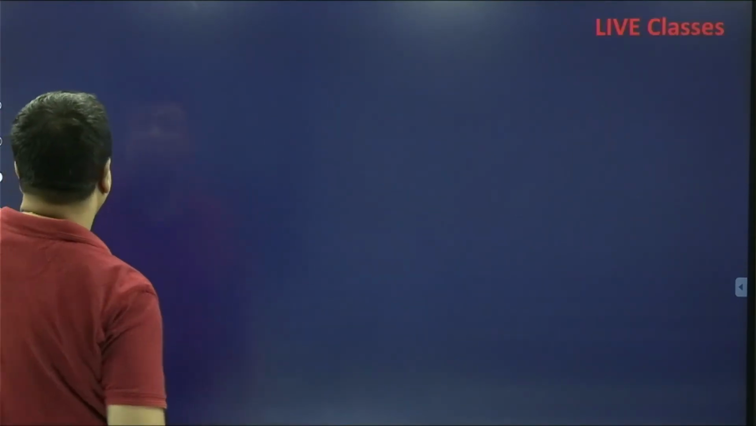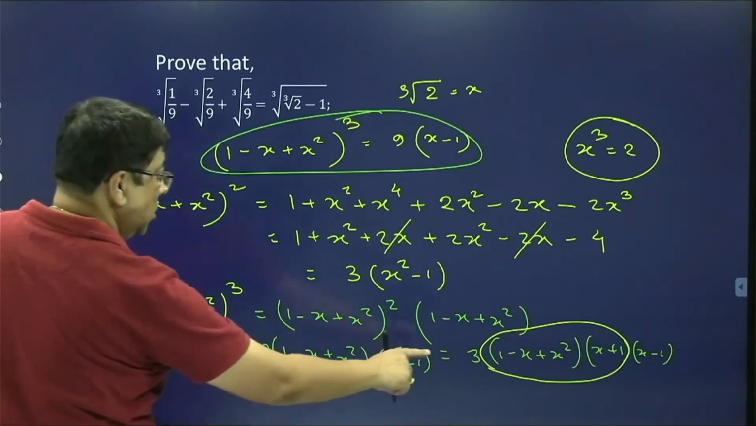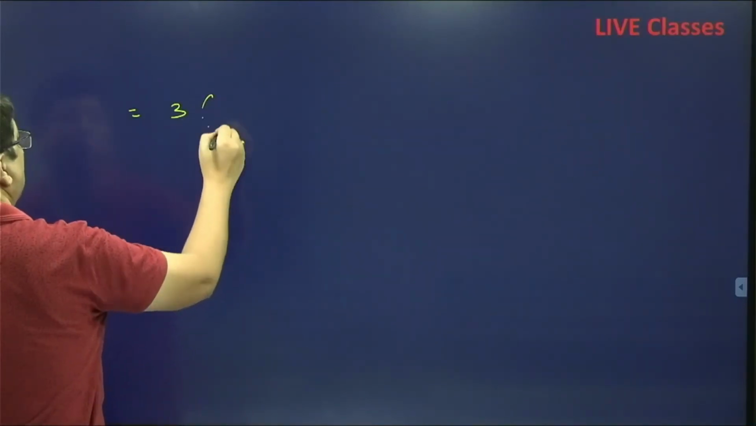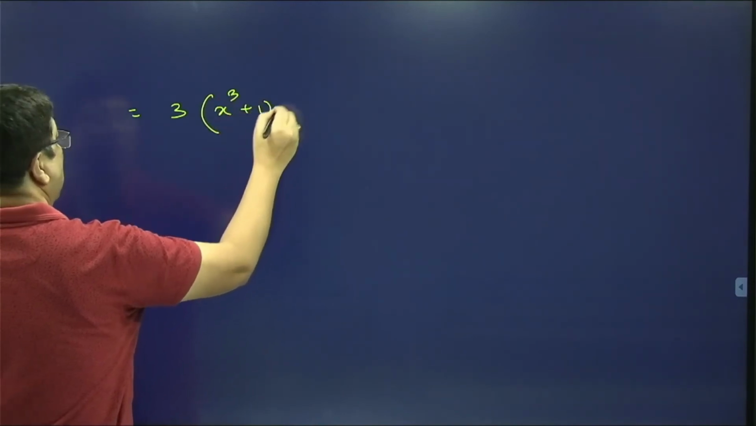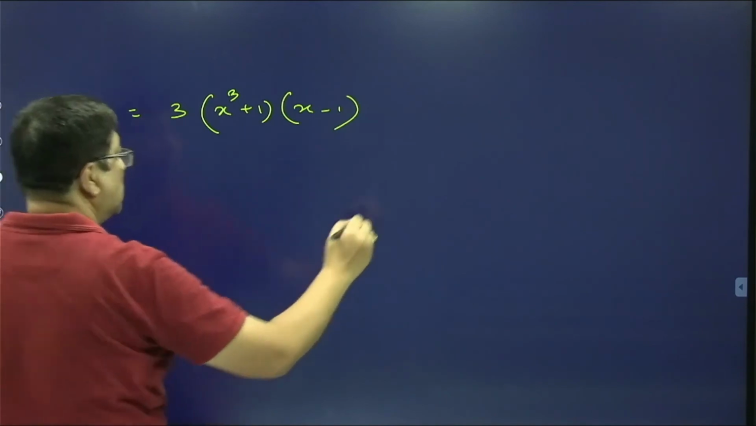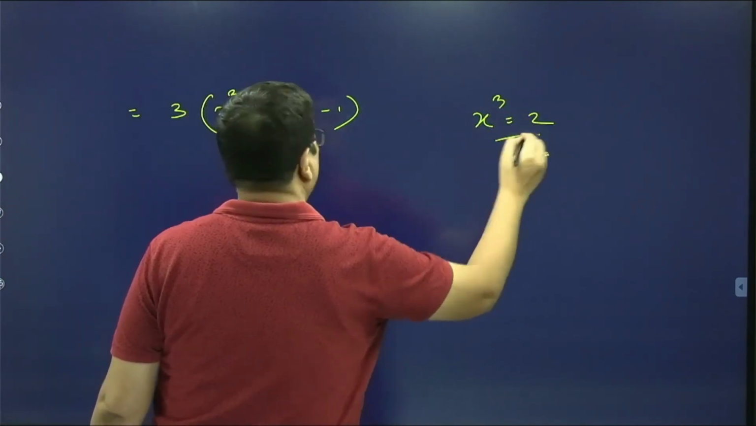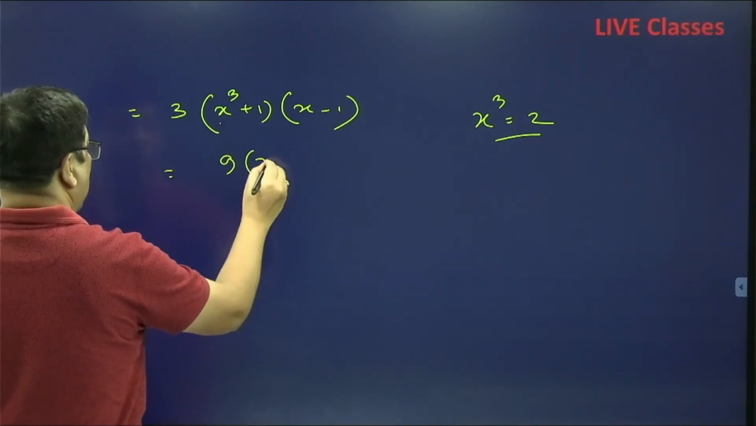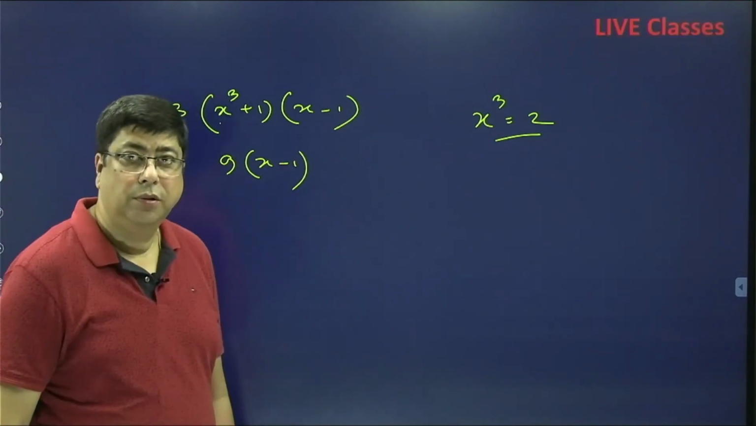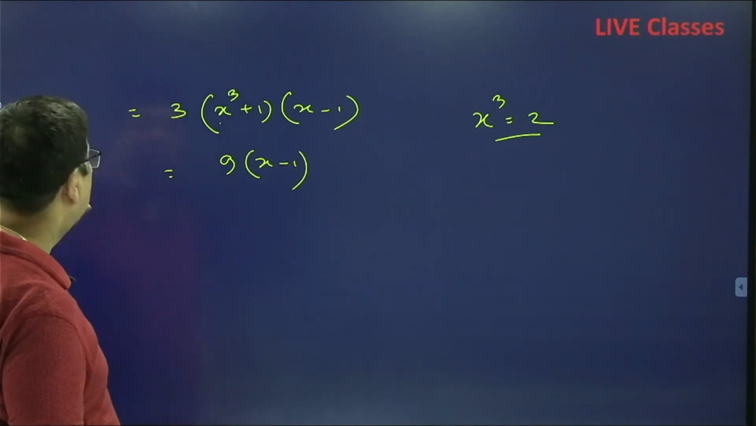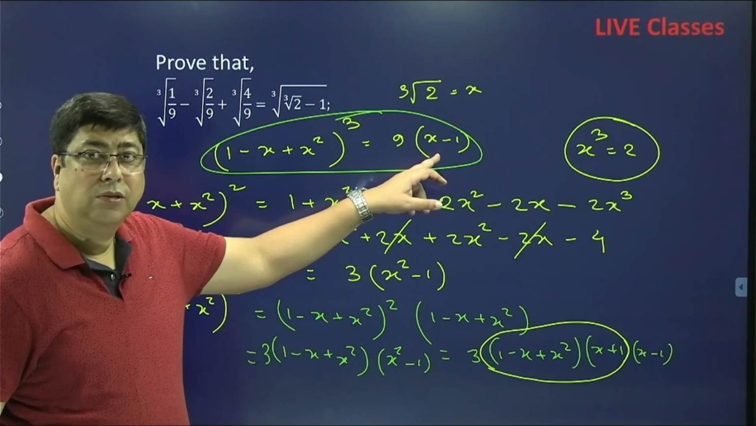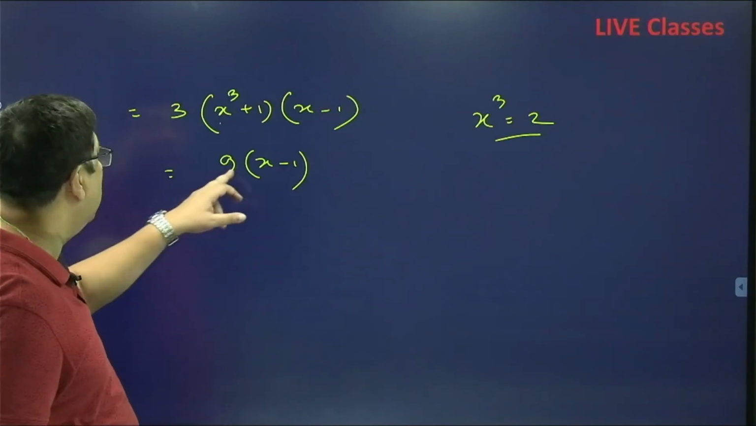So, I am just changing the page. So, what was there? 3 into (x cube plus 1) into (x minus 1). So, x cube equal to 2. Therefore, we can write this is 2 plus 1, 3. 3 into 3, 9 into (x minus 1). So, it has been proved. Just let us come to the previous. So, our target was 9 into (x minus 1). Therefore, it has been proved: 9 into (x minus 1).